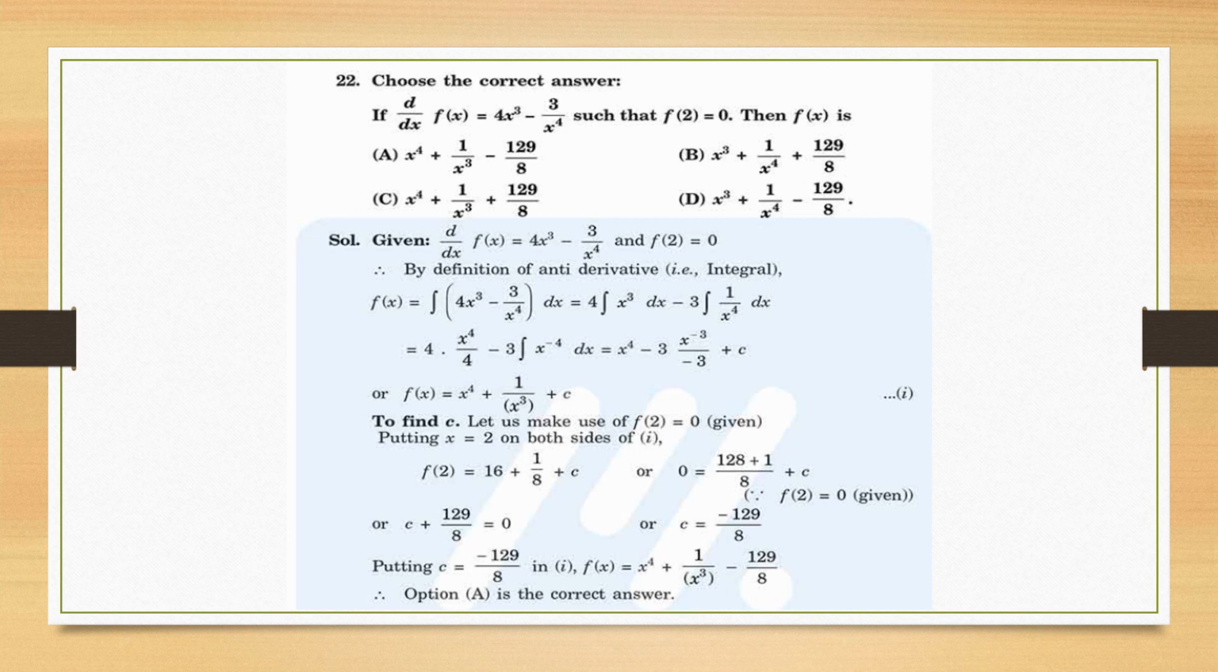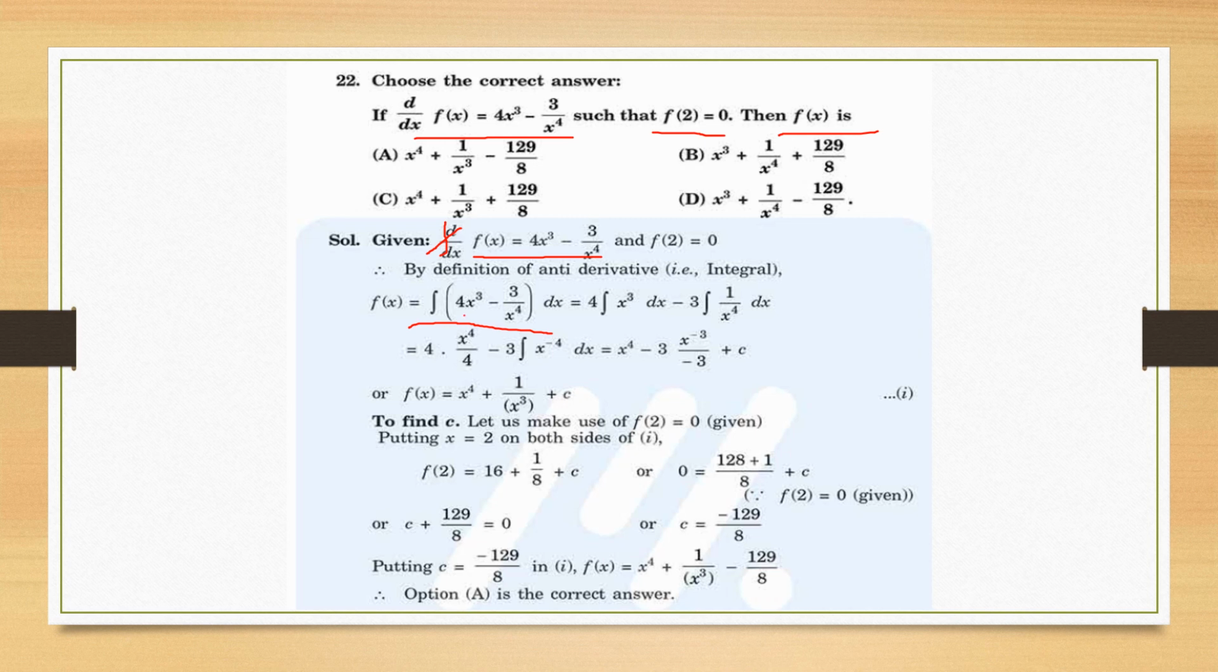22 is choose the correct answer. If the derivative of f(x) is 4x cube minus 3 by x4, such that f(2) is 0, then find f(x). So again here it is not asked to evaluate or integrate something. You are asked that the derivative is given, search for the function. So which process will help you now? It is integration. So actually you need to integrate this function. The integral will remove the d by dx. So it becomes the integral of 4x cube minus 3 by x4.